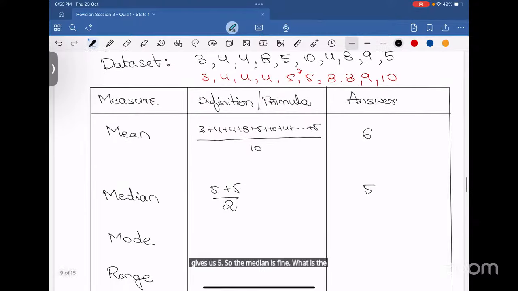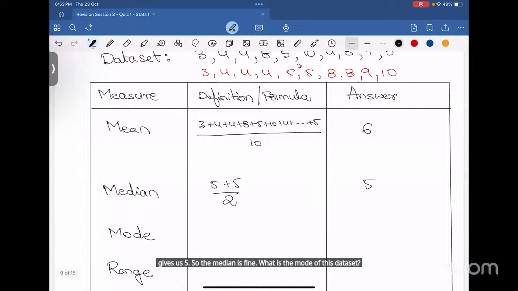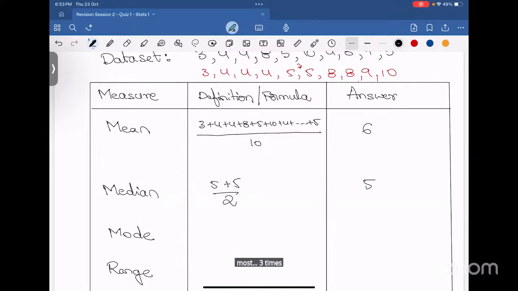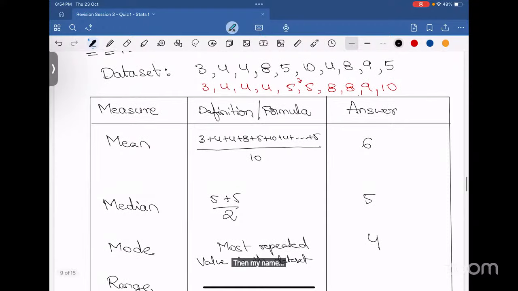What is the mode of this data set? Look at whichever observation is recurring the most, the value that has repeated the most number of times. If you see, 4 is repeated most, 3 times. So the mode is the most repeated value in the data set, and that is 4. Now what is the range of this data set? Range is basically maximum minus minimum. Can we say 3 to 10?